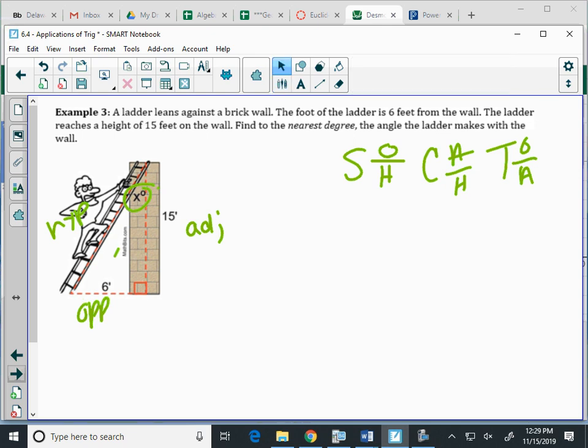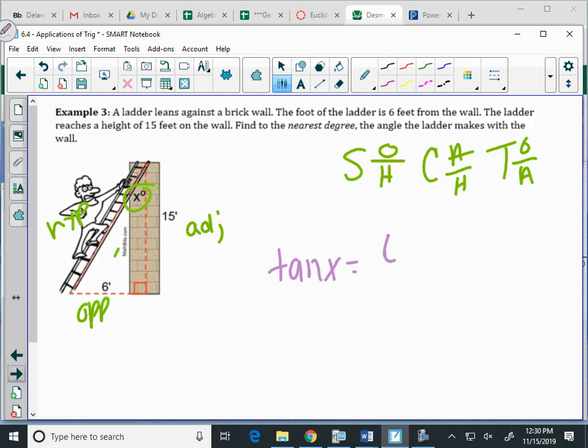Side left over is the adjacent. Based off what we labeled, which two sides have info? Opposite and adjacent, so we are going to use what? Tangent. So we say tangent of our angle, tangent of x, equals opposite over adjacent. The angle's missing, so what are we going to use? The inverse. So we're just going to use inverse of tangent.